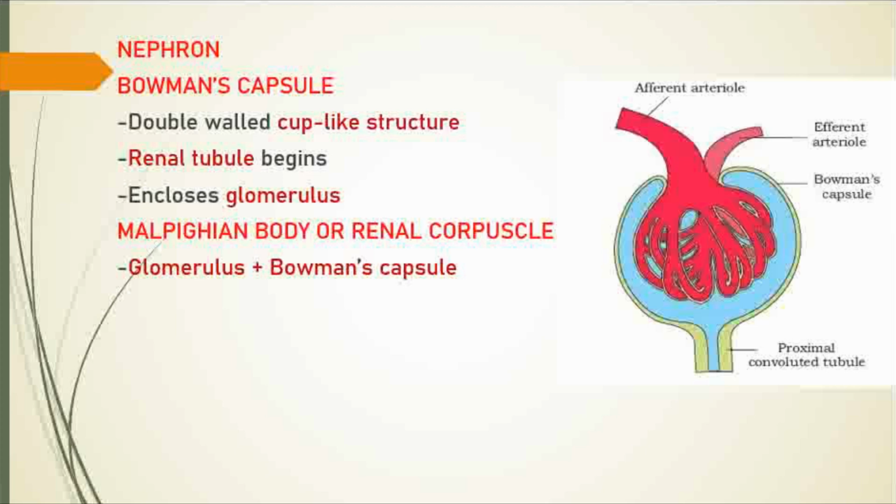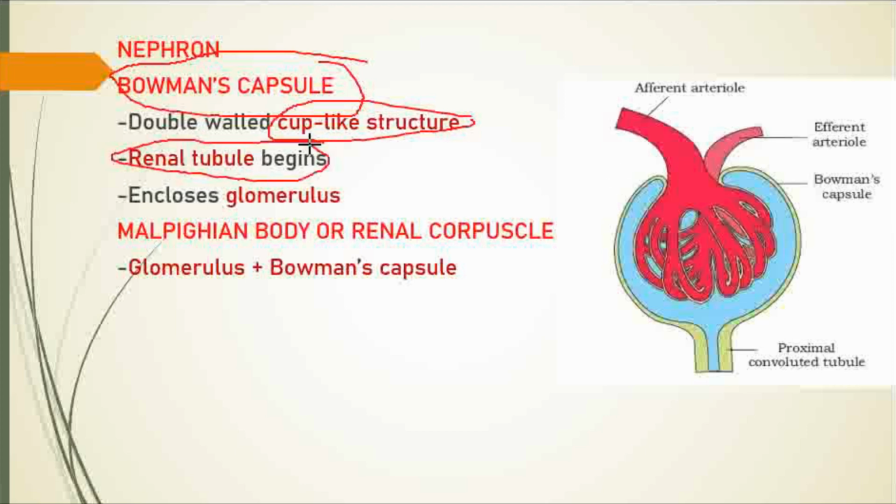Next, coming to the Bowman's capsule. So what is the Bowman's capsule அப்படினா, it is a double walled, cup like structure and renal tubule, no? So ரெண்டு parts பார்த்தோம் இல்லையா கிட்னில, we have the glomerulus and the renal tubule. So renal tubule அப்படின்றது இந்த Bowman's capsuleல இருந்து begin ஆகுதுன்னு சொல்றாங்க, and it encloses, it covers the glomerulus. You can see in the picture, this is the Bowman's capsule.